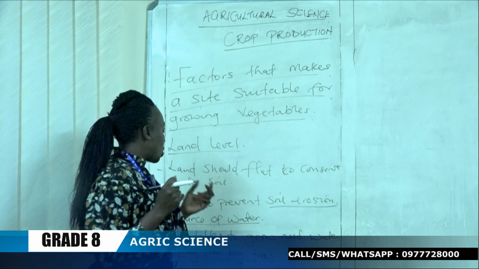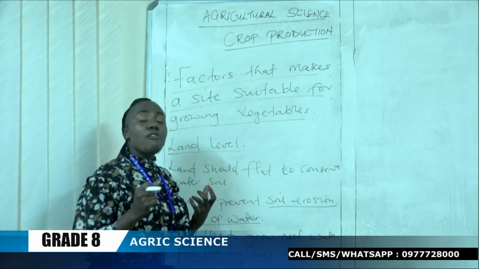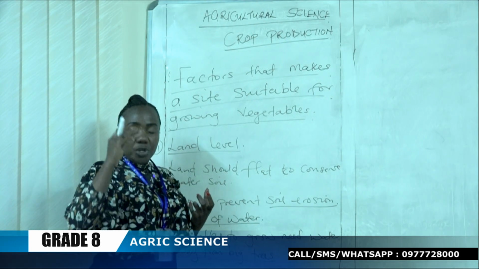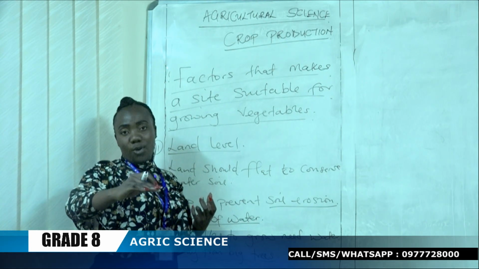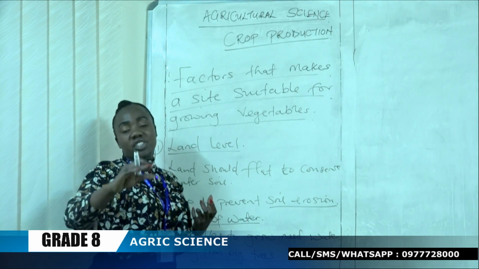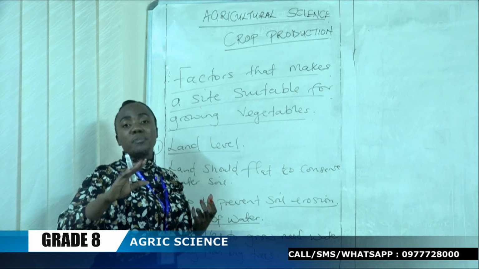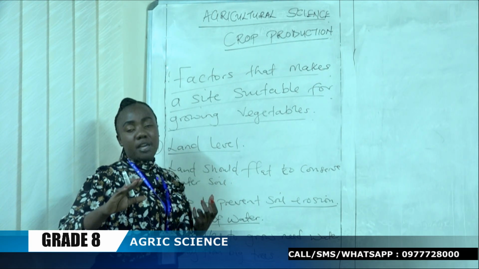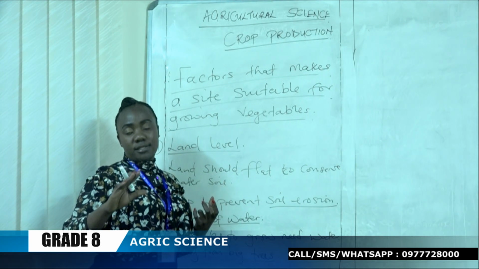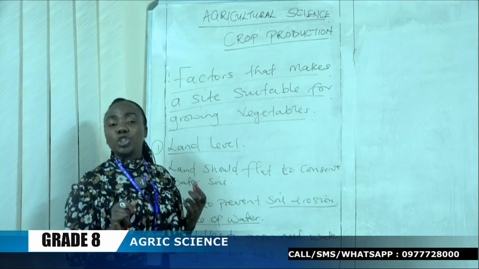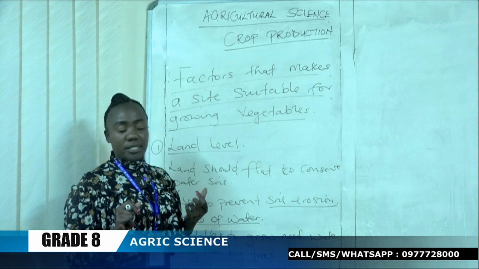Okay, so we're saying we should grow our vegetables away from big trees so that the trees do not provide shade on the crops that we've grown. If there's shade on the crops, definitely the crops will not make their own food by the process called photosynthesis. Are we together? So away from big trees so that there's no shade provided to the crops.